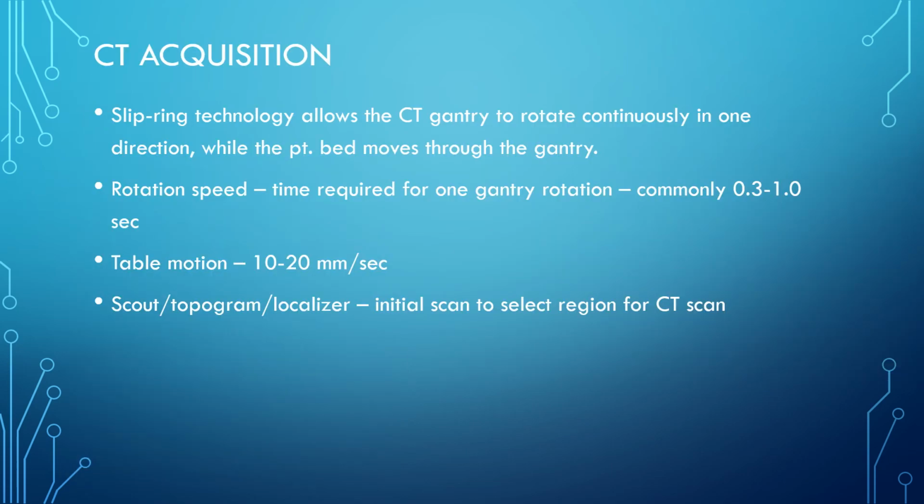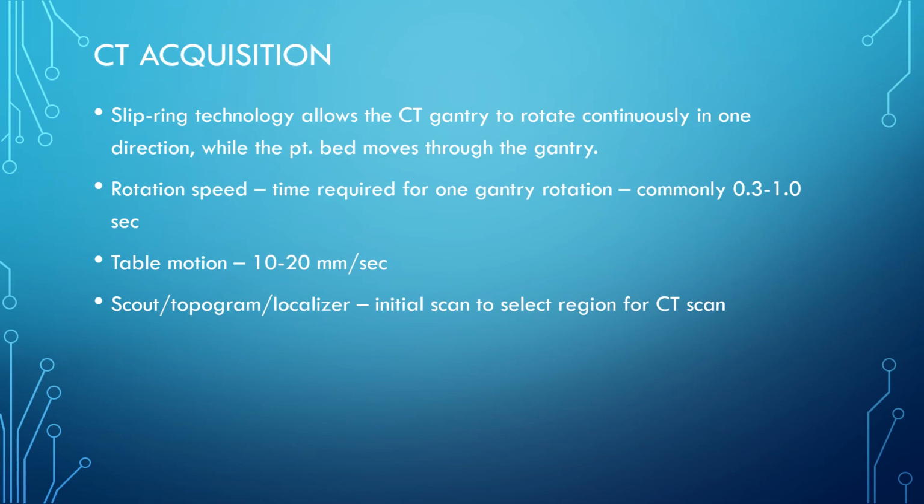The CT acquisition has slip ring technology that allows the CT gantry to rotate continuously in one direction while the patient bed moves through the gantry. Rotation speed is defined as the time required for one gantry rotation, which is commonly 0.3 to 1 second, and table motion, which is 10 to 20 seconds per minute.